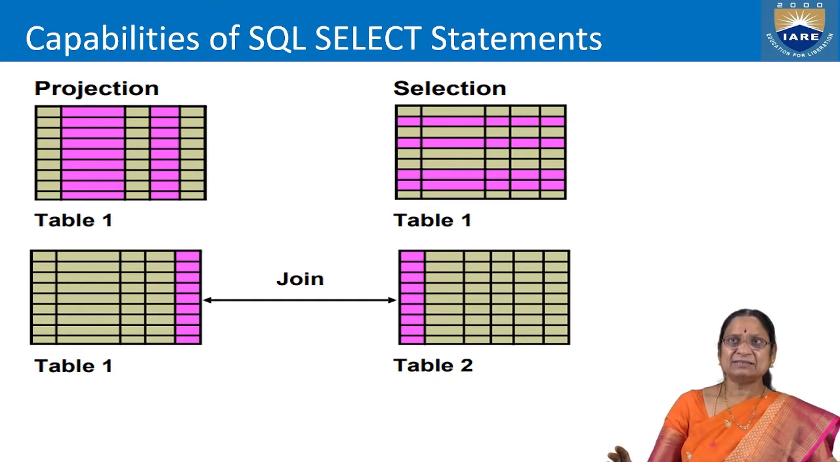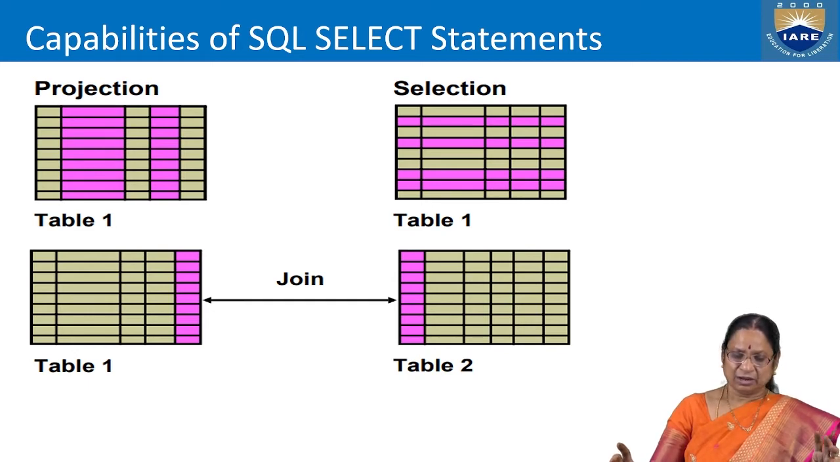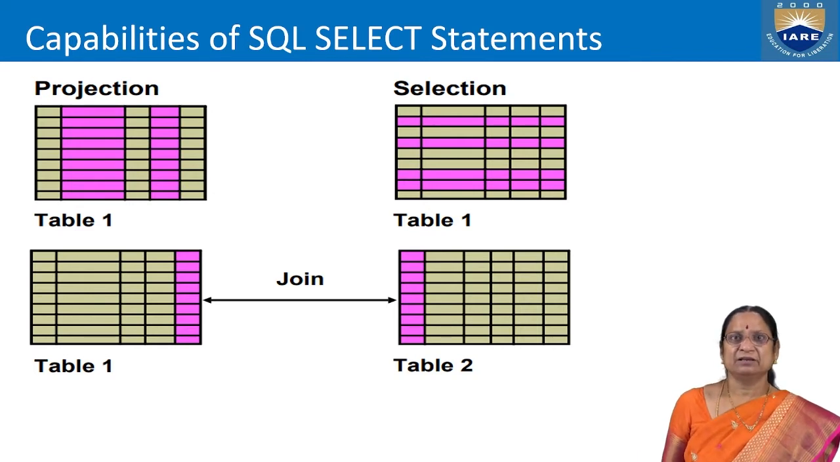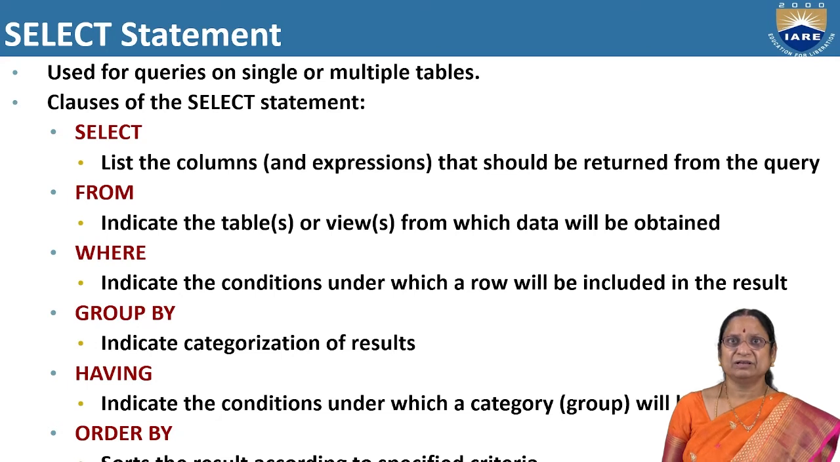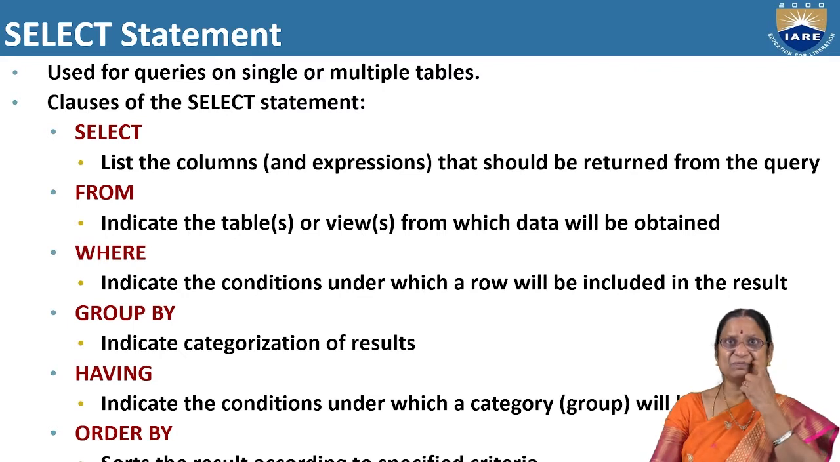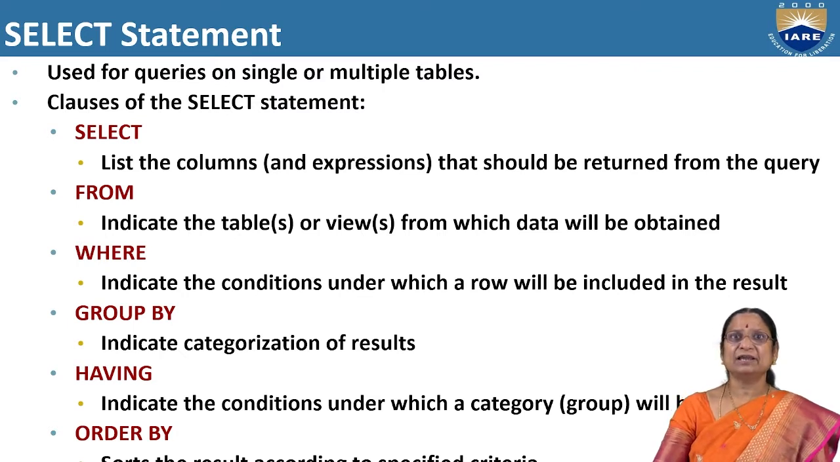As for the capability of the SQL select statement, it can project the data, it can select the data, and it can join two or more tables also. Projection means taking the needed columns of data; selection means selecting the rows that satisfy a condition; joining happens on a particular common column or constraint, by which two or more tables are joined. Select statements are used for queries on a single table or multiple tables depending upon the need.